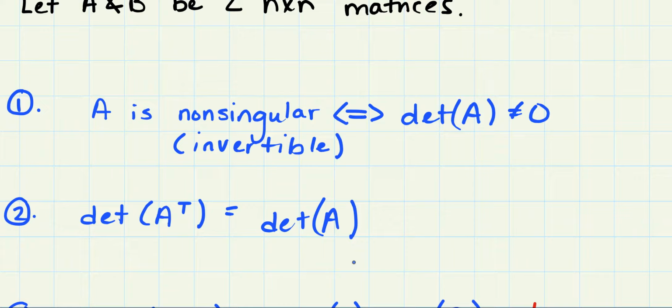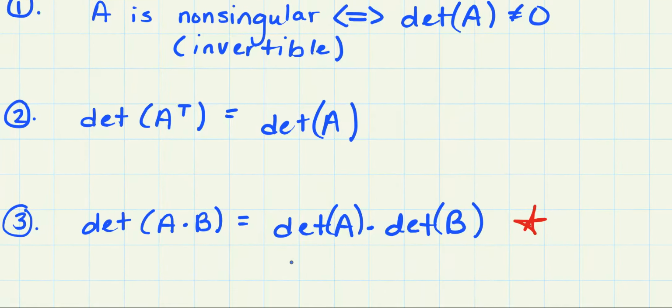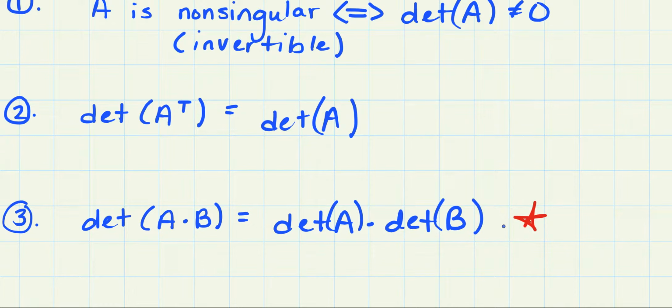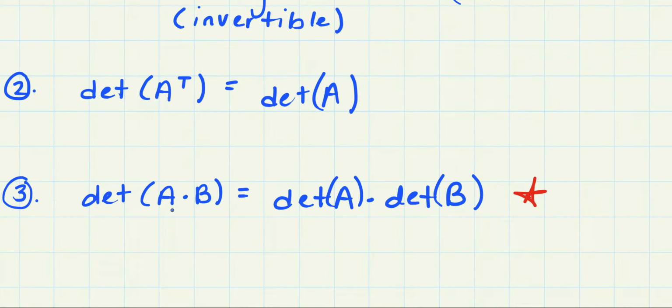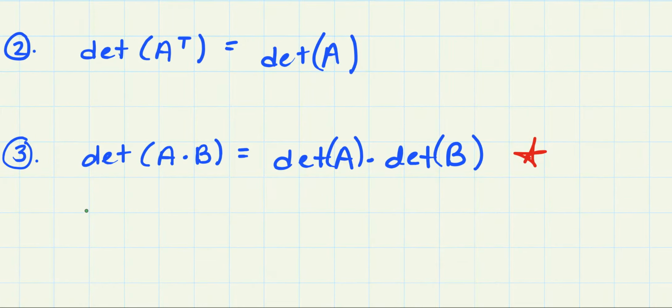The second property is that if we take the transpose of a matrix and find its determinant, that's going to be equal to the determinant of the original matrix. And the last property, which you'll probably use a lot, is that the determinant of two matrices multiplied together is the same thing as the determinant of each matrix multiplied together. This one's interesting because here A is not just an elementary matrix. This is any matrix.